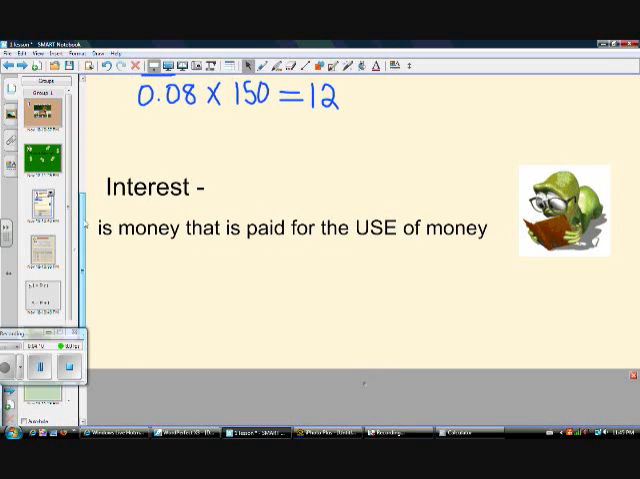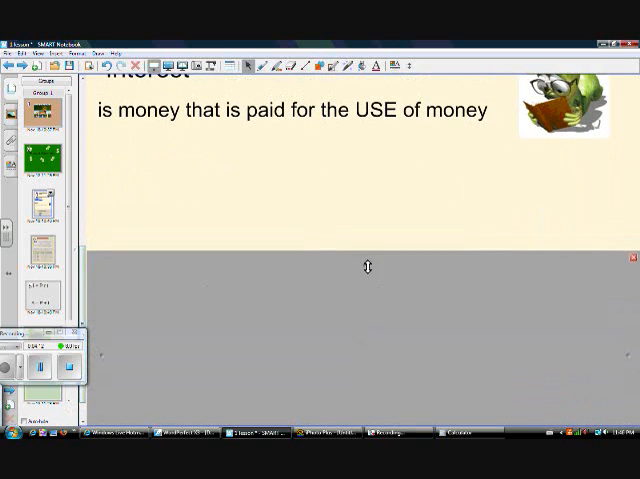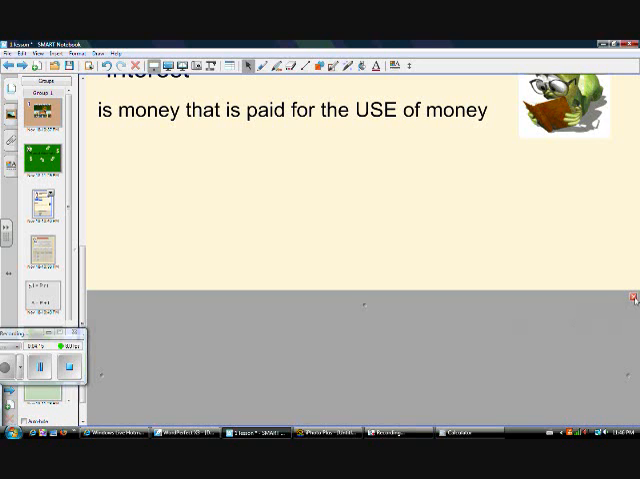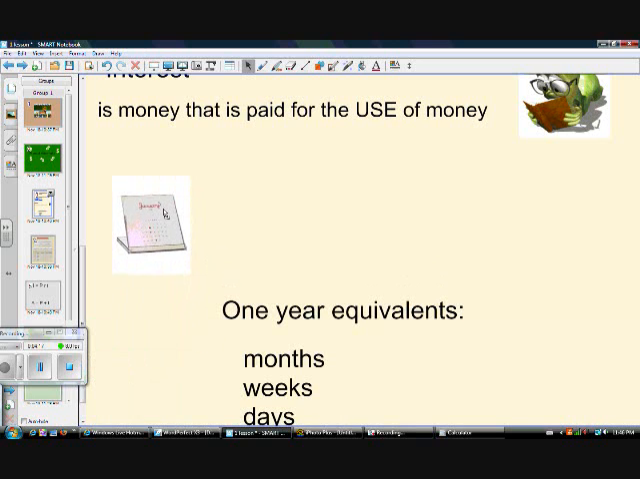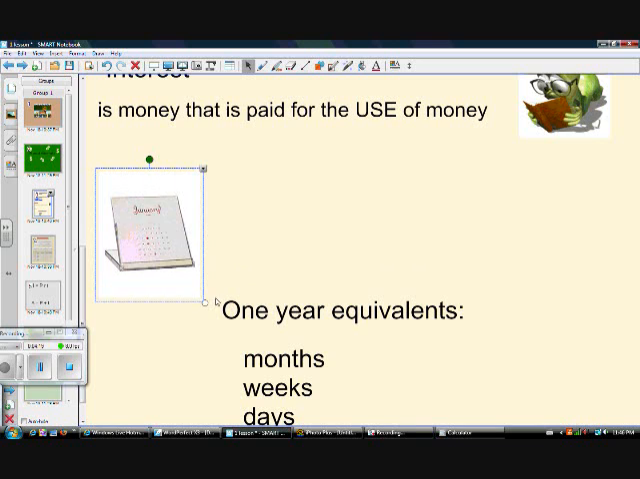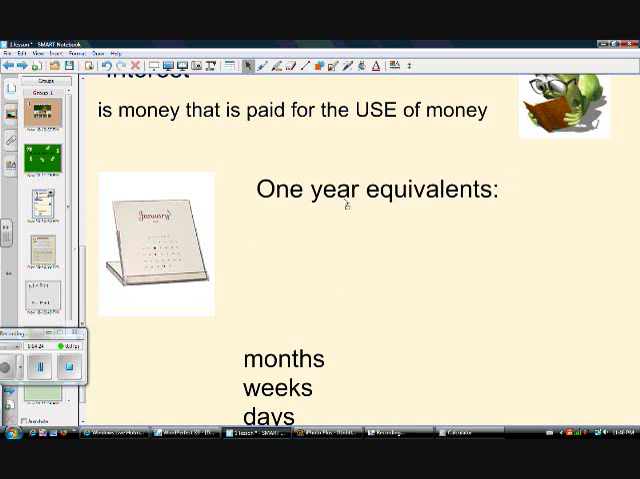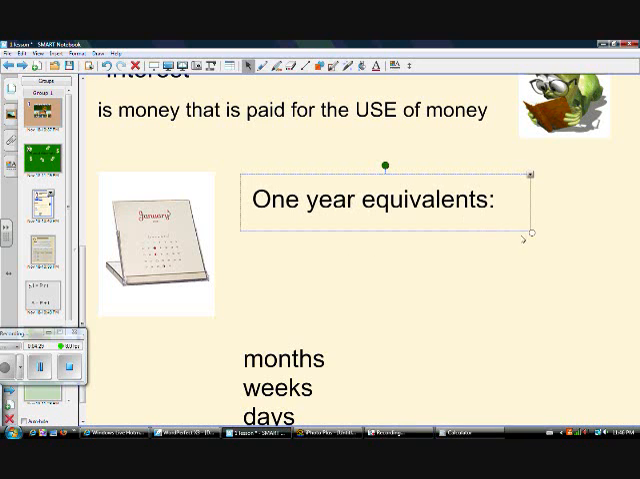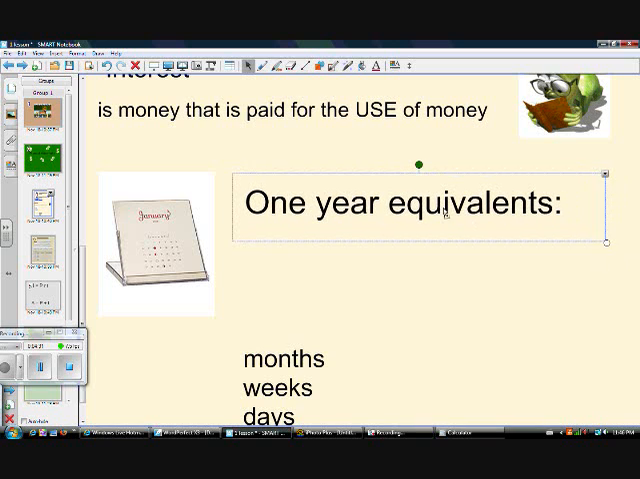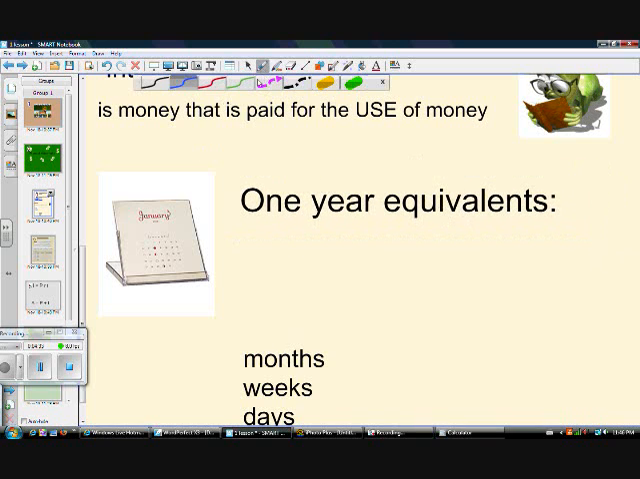Now the next thing you also need to be able to do has to do with the calendar. I couldn't find anything animated for calendar, so you'll just have to put up with that. When we're talking about money, the financial part, we're usually talking about 1 year. We're comparing it to 1 year time spans. So what I have here is 1 year equivalents. There's that word equals.